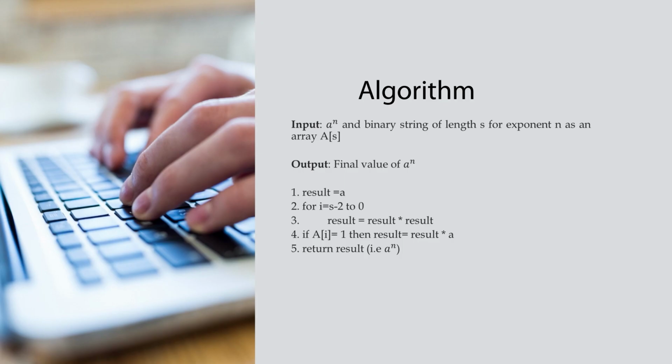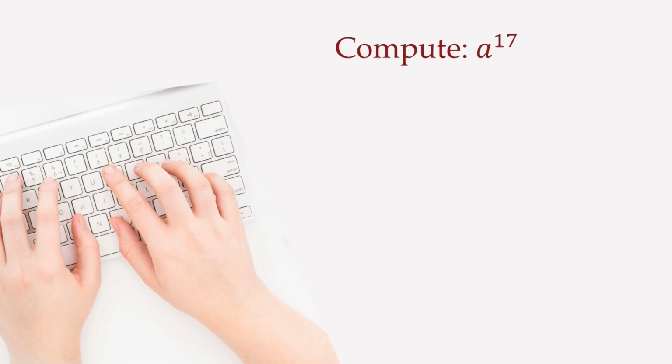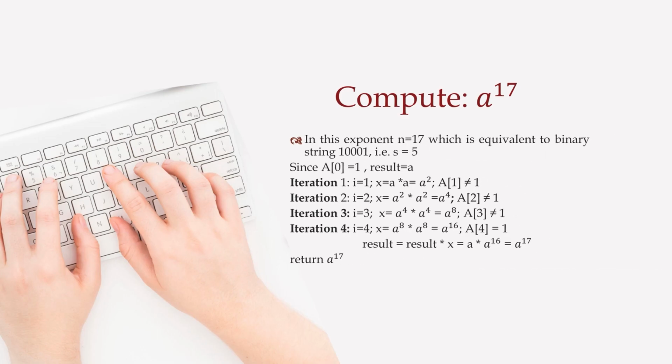Next, for i equal to 1 to s minus 1, x equal to x into x. If a i equal to 1, result equal to result into x. And finally return result, that is a to the power n. So, if we want to compute a to the power 17 using this algorithm, how do we use it in the case of a to the power 17?